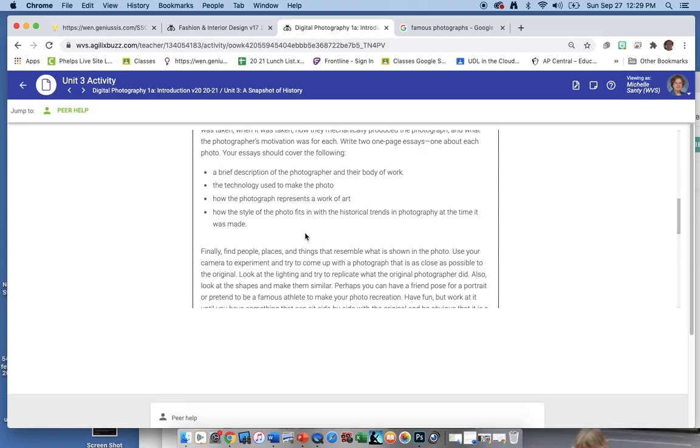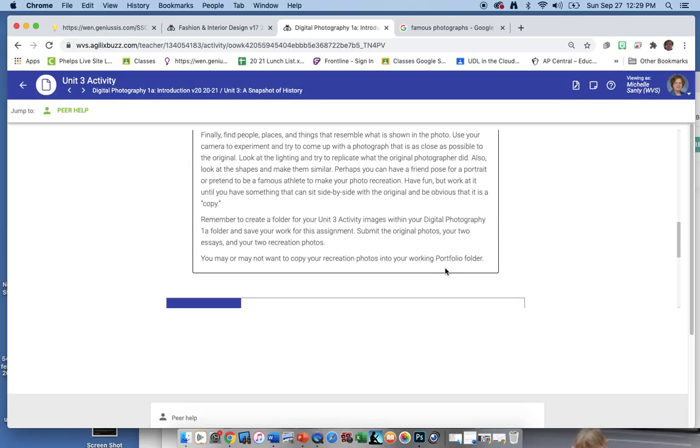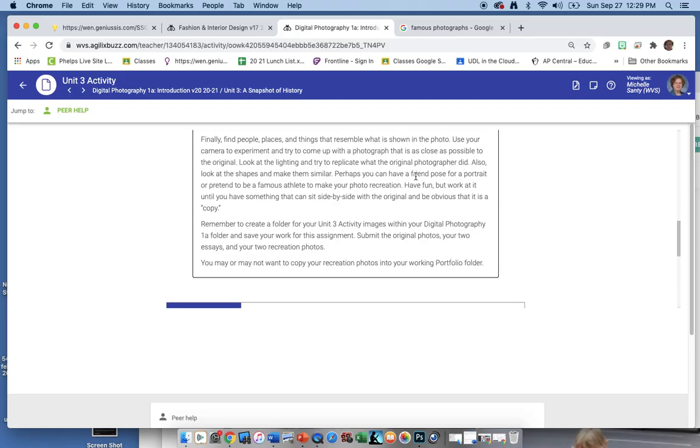All right, so these are things that you should have been getting from the text and some of that information. Now you're going to take it and actually apply it. All right, so then you want to find people, places, or things that represent what's shown in the photograph. Use your camera to experiment and try to come up with a photograph that's as close as possible to your original. You need to look at the lighting and try to replicate what the original photographer did with the lighting.